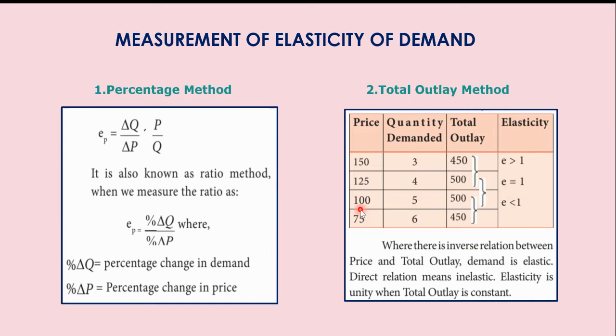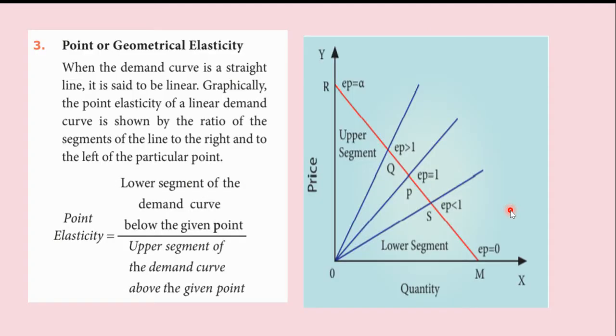Next, price is 100. A consumer is buying 5 units. So 100 into 5, 500. Now the price falls to 75. So quantity demanded increases to 6. So 75 into 6 will give you 450. So my initial expenditure was 500. Now my expenditure has reduced to 450. Here the elasticity is lesser than 1. Okay, this method is called the total outlay method.